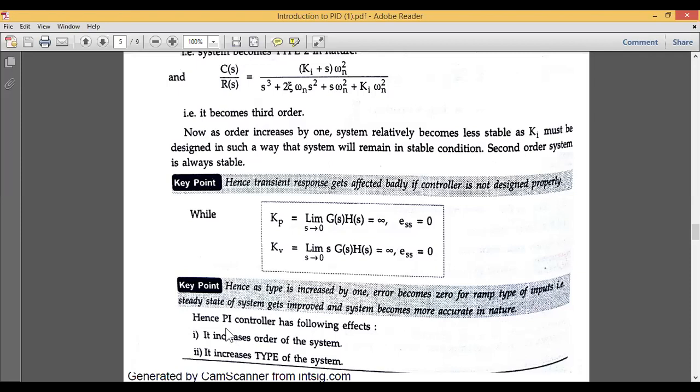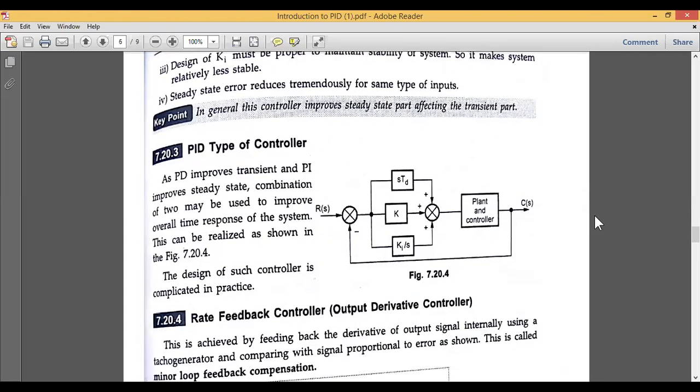Hence the PI type of controller has the following effects. The very first effect is, it increases the order of the system, that we have seen the order is changed from 2 to 3, right? Then it increases the type of the system. So your type of the system is again changed, because earlier it was type 2, now it has become type 3, because the order of the system has been changed.